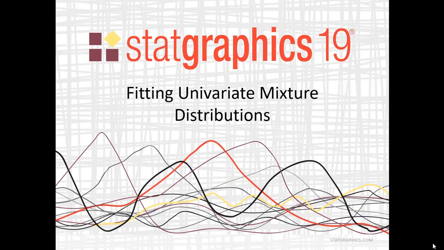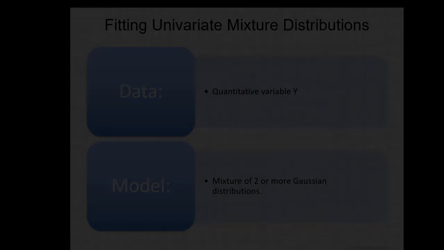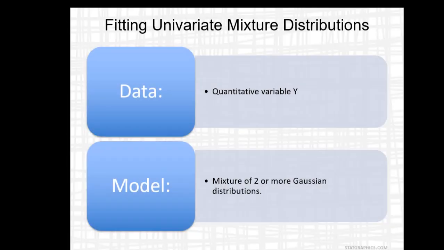This video describes the new procedure added to Statgraphics 19 for fitting univariate mixture distributions. The data for the procedure consists of a single quantitative variable y. The model that's fit is a mixture or combination of two or more Gaussian distributions.